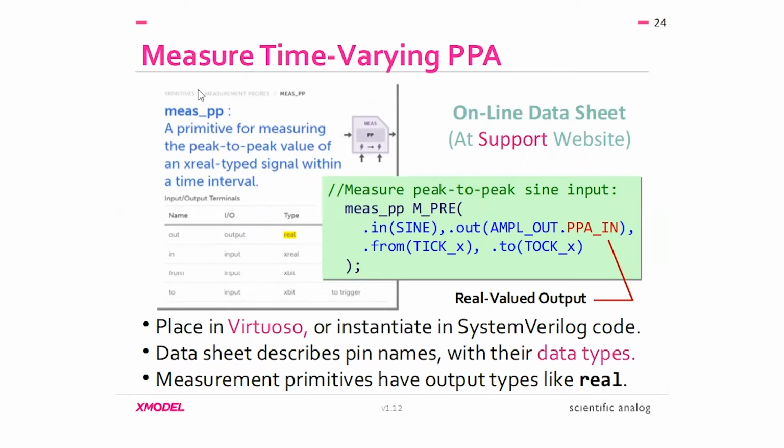By the way, this is a typical data sheet for an XModel primitive available at the Scientific Analog Support website. That's not the whole story, though, because every time we apply a new stimulus frequency to the filter, there's a transient period. We want to allow enough time for the signal to settle out. So we're going to measure the peak-to-peak amplitude over a fixed time span delimited by a starting trigger and an ending trigger.